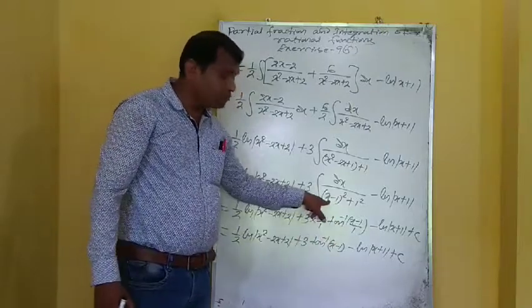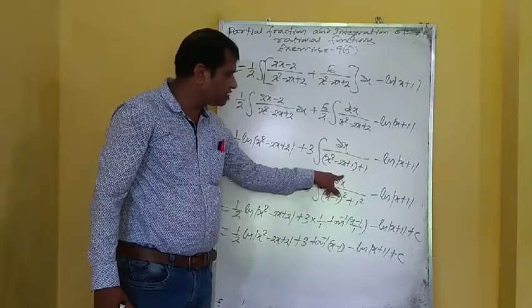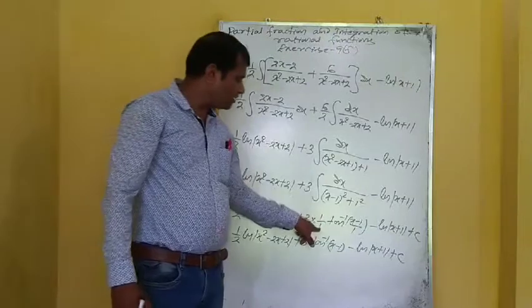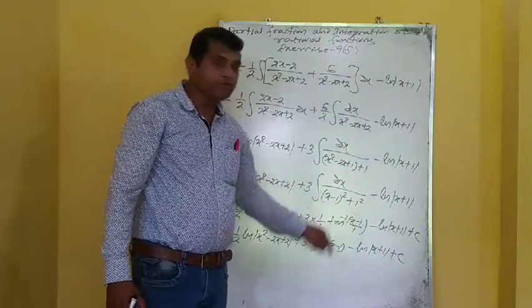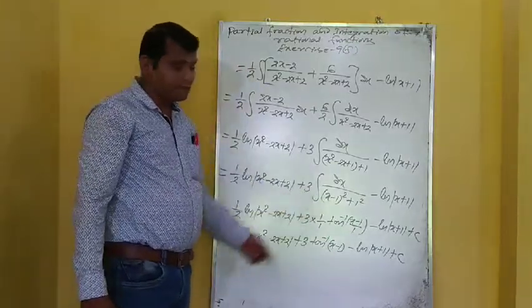Here if we put x minus 1 equal to t, then we get dt by t square plus 1 square, then 1 by 1 tan inverse t by 1. That in place of t, put x minus 1. Okay, here we make a directly.